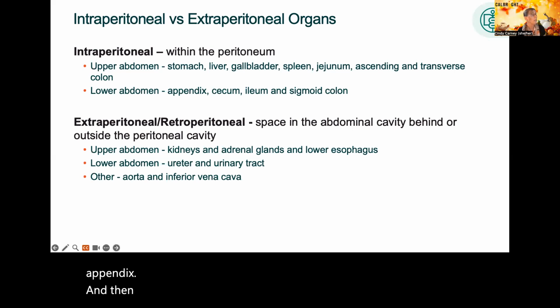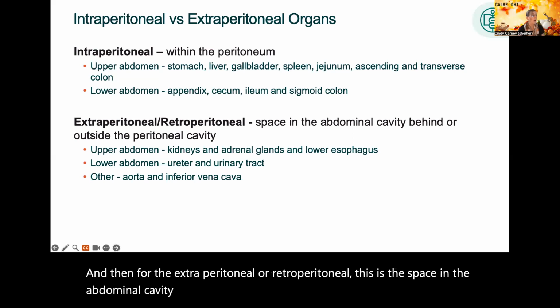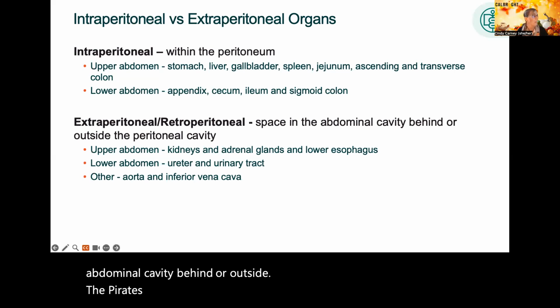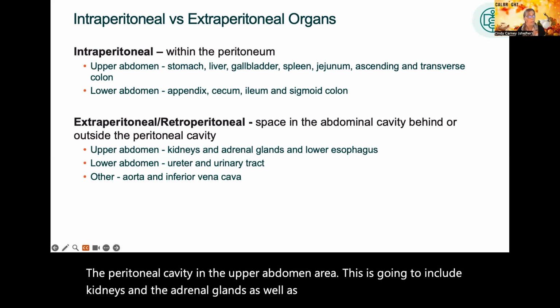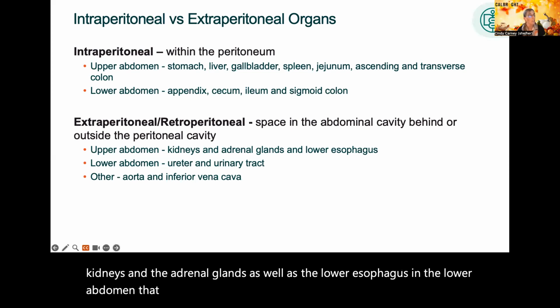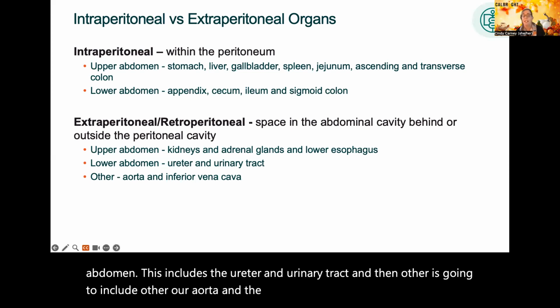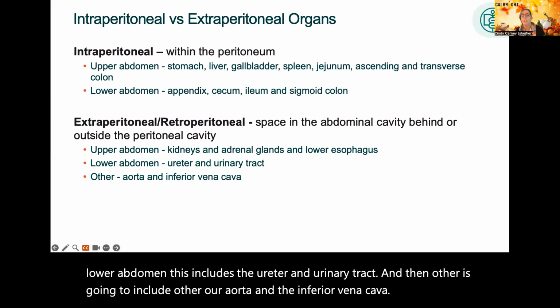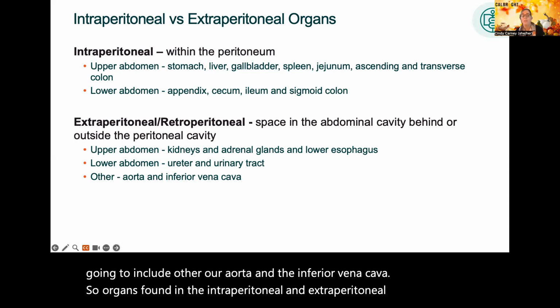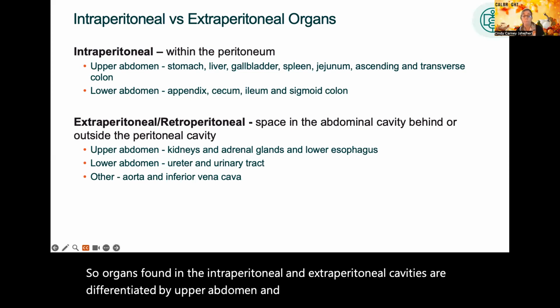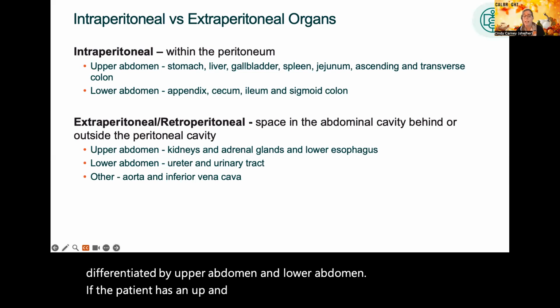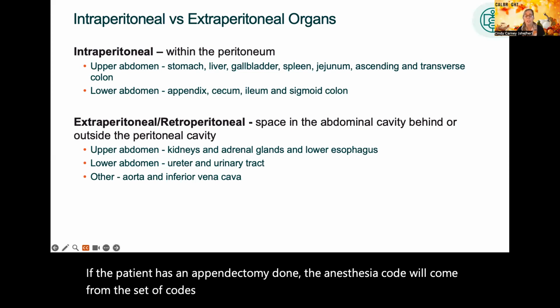And then for the extraperitoneal or retroperitoneal, this is the space in the abdominal cavity behind or outside the peritoneal cavity. In the upper abdomen area, this is going to include kidneys and the adrenal glands, as well as the lower esophagus. In the lower abdomen, this includes the ureter and urinary tract. And then other is going to include the aorta and the inferior vena cava. So organs found in the intraperitoneal and extraperitoneal cavities are differentiated by upper abdomen and lower abdomen. If the patient has an appendectomy done, the anesthesia code will come from the set of codes for the intraperitoneal or lower abdomen.